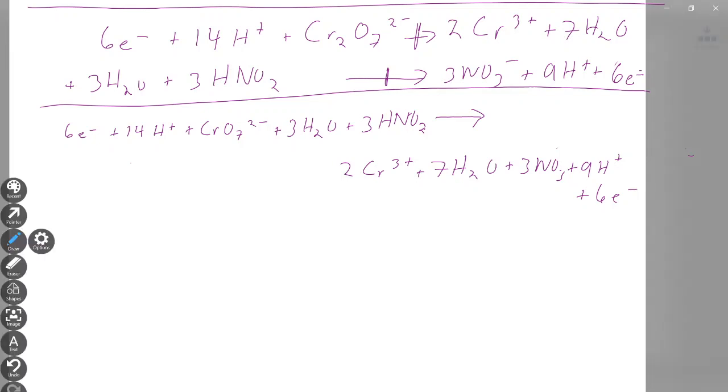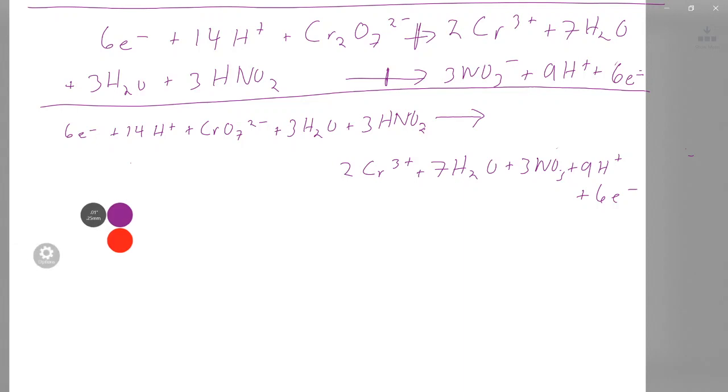Okay, now we can cancel out anything that's the same on both sides. First, we know 6e negative would be the same. Here I have 9H plus, and over here I have 14H plus. So that will leave me with 5H plus. And then I have chromate, no chromate on the other side. Water: here I have 3 waters, here I have 7. So that will leave me 4H2O. Then HNO2, I don't have any other of those.